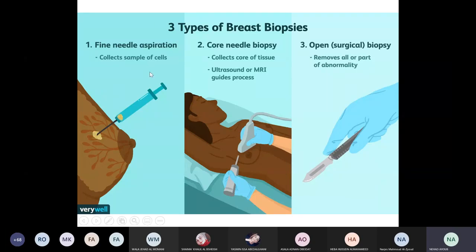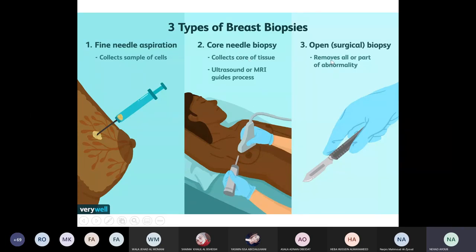We call it fine needle when we introduce a needle and collect some cells of that mass. Or core needle, and this is very common usually, and this is the standard. Under the guidance of MRI, the pathologist will take a sample of the tissue. This is a tissue sample.